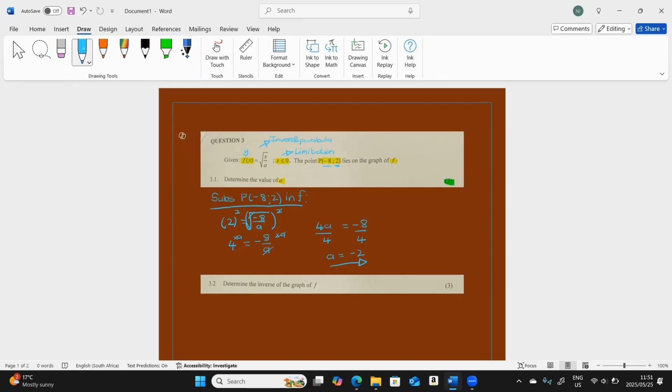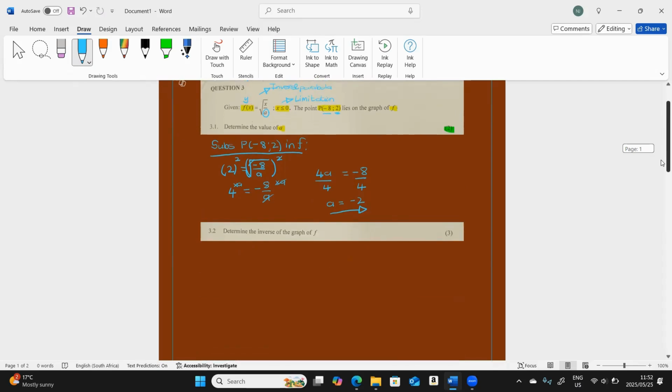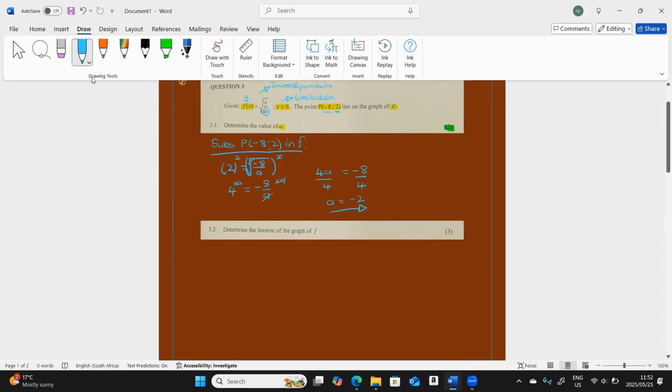Now we just have to know that the value of A over here has to be substituted with negative 2. Please know that, because that's important for 3.2. So what do they ask us in 3.2? In 3.2, they ask us to determine the inverse of f. Inverse means that x and y need to swap. That is what the inverse means.